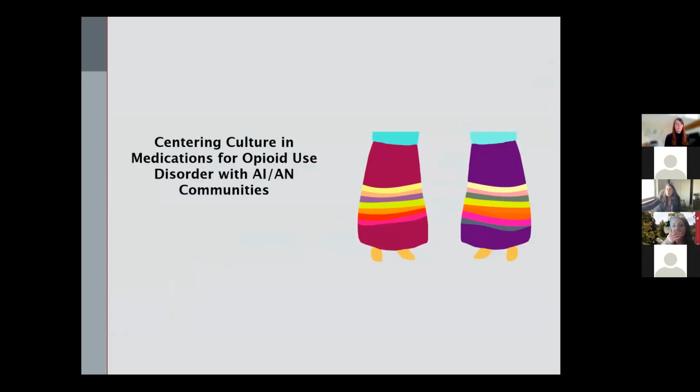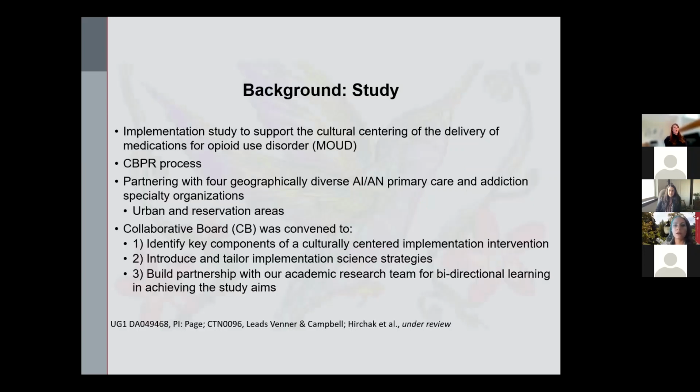Okay, so now I wanted to turn to another one of our projects, and this is Centering Culture and Medication for Opioid Use Disorder with Native Communities, and this project is led by Doctors Kamala Venner and Amy Campbell through the CTN study. And from this work, we have developed an initial paper around the efforts to culturally adapt this intervention. So the background of this study is that this is an implementation study looking to culturally center MOUD.